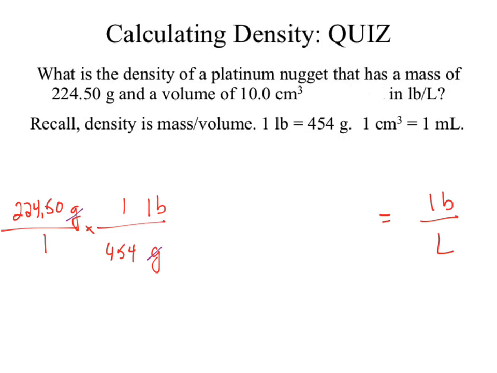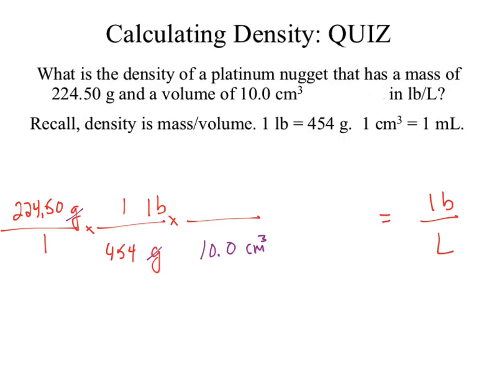I would now have pounds in my numerator. That's pretty phenomenal, but I need liters in the denominator. So I would go back to the question because I somehow need to incorporate liters in the denominator. Liters is a measure of volume. Do I have liters in my given information? No. Do I have a volume in my given information? Yes. So I can't use liters. I'll instead use centimeters cubed. I was given 10.0 centimeters cubed.